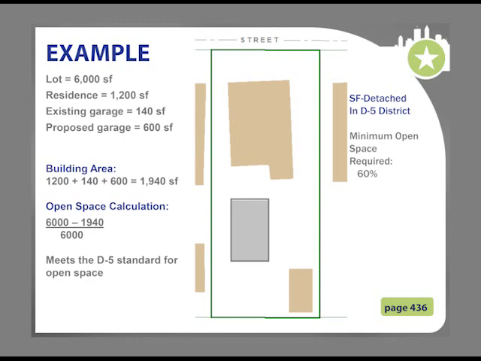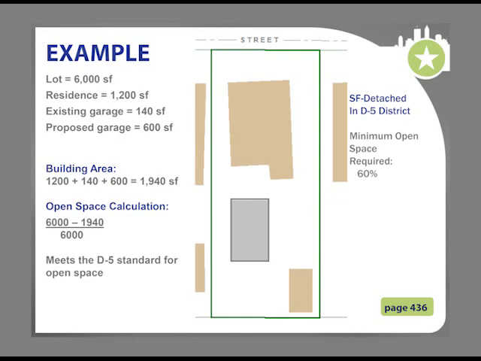So how would it work if somebody's proposing a larger addition? Let's say they want to propose a 900 square foot garage. If they do, let's go through the calculation. You have a 900 square foot addition plus the 200 square foot existing garage. That means the sum of the accessory buildings would be 1,100 square feet.